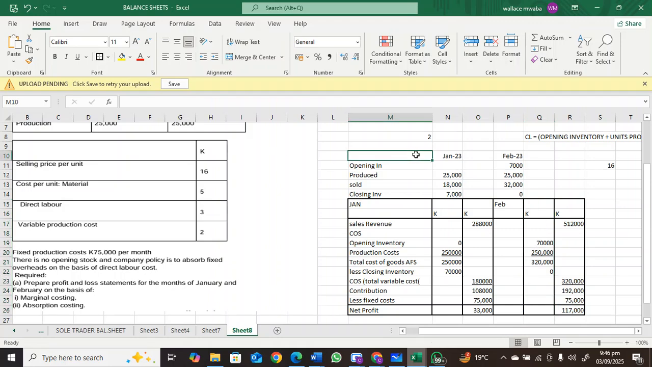First, you get the total variable cost of producing each unit. That's what you're going to use to value the opening inventory, production costs, and closing inventory. This one operates similar to a trading account. It's very similar to a trading account, just that instead of purchases here, we had production costs. And here, as I said, cost of sales in this case is the total variable cost.